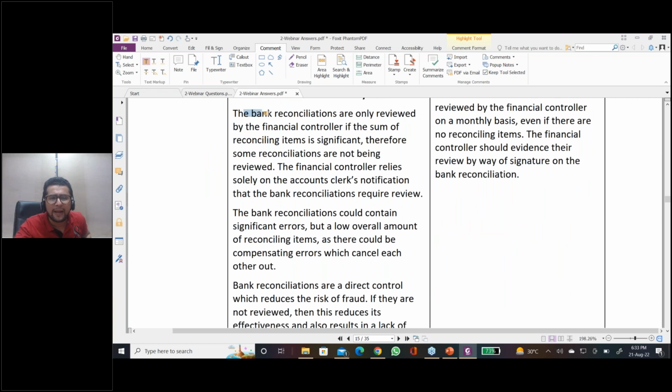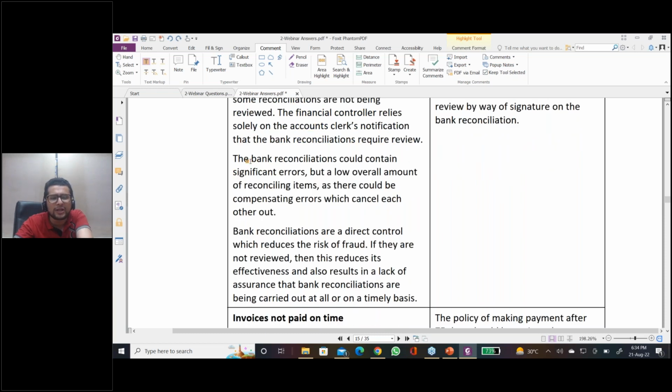So read this out. The bank reconciliations are only reviewed by the financial controller if the sum of the reconciling item is significant. Therefore, some reconciliations are not being reviewed. So you have to copy all that from the question. The bank reconciliations could contain significant errors but a low overall amount. Why overall low amount? Because there could be compensating errors which cancel out each other. This bank reconciliation is an important control, and if it's not being carried out effectively, that increases the risk of material misstatement within the year-end bank balances.